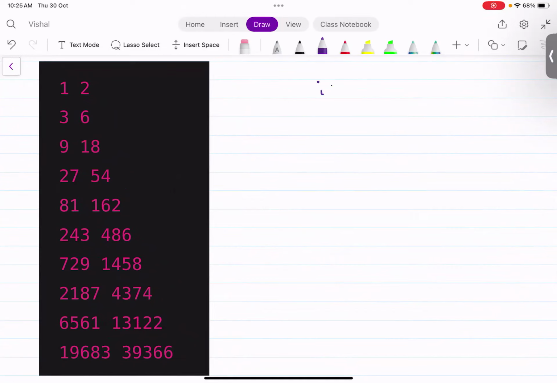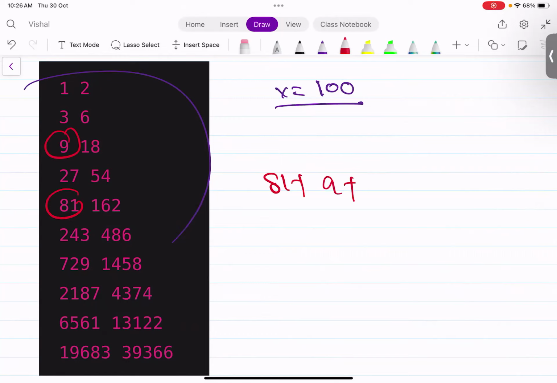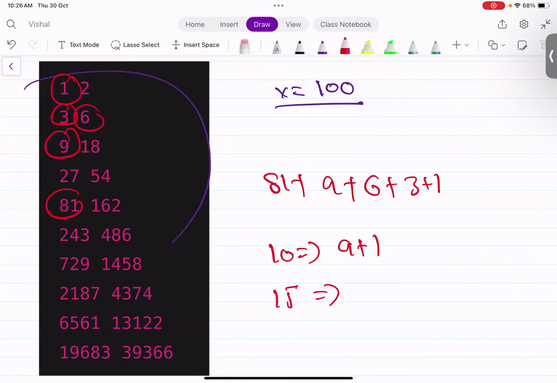Let's say 100 I want to represent. Can I represent 100 by picking any numbers from here? Let's start observing. Can I represent 100 by the sum of any numbers here? A couple of choices we have. I can pick 81 plus I can pick 9, makes the sum as 90. I can pick 6, 3, 1, makes the sum as 100. Yes. Can I represent 10 also? 10 is even simpler. 9 plus 1 I can do. Can I represent 15 also? Can you check?